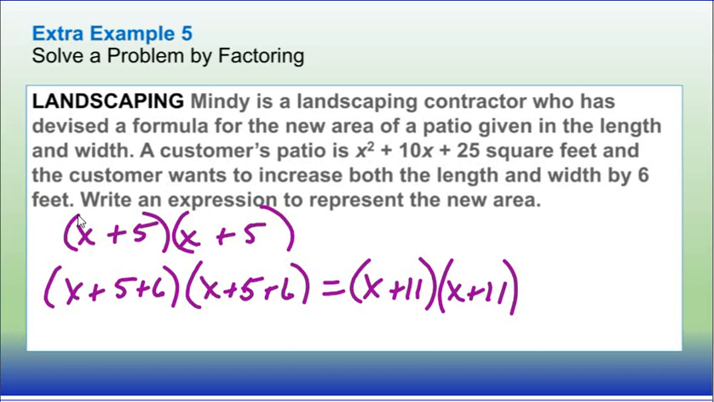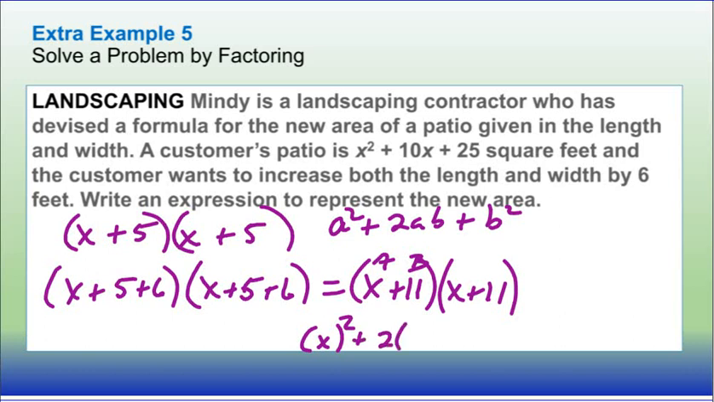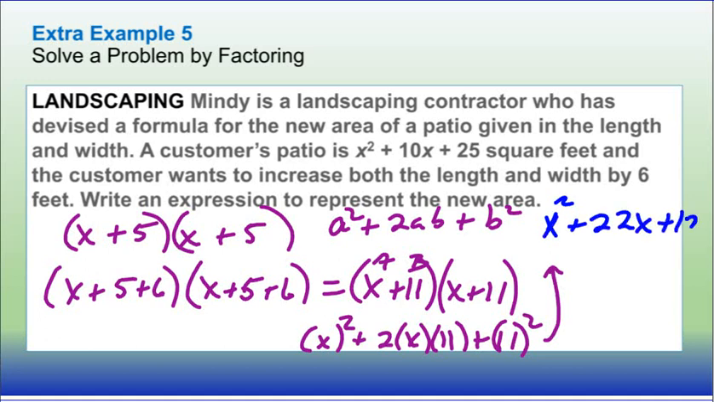You can either FOIL this, or you could use the perfect square formula, a squared plus 2ab plus b squared. This would be our a and this is our b. So if I did that, a squared is x squared, plus 2 times a times my b, plus my b squared. This will give us an answer of x squared plus 22x plus 121. And that would be the area of the new patio.